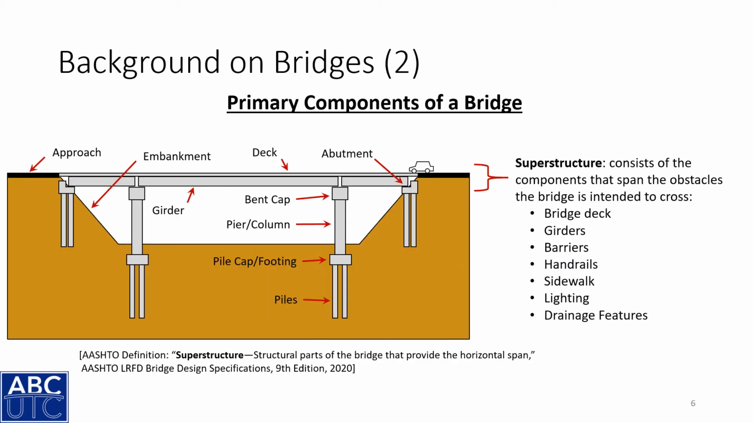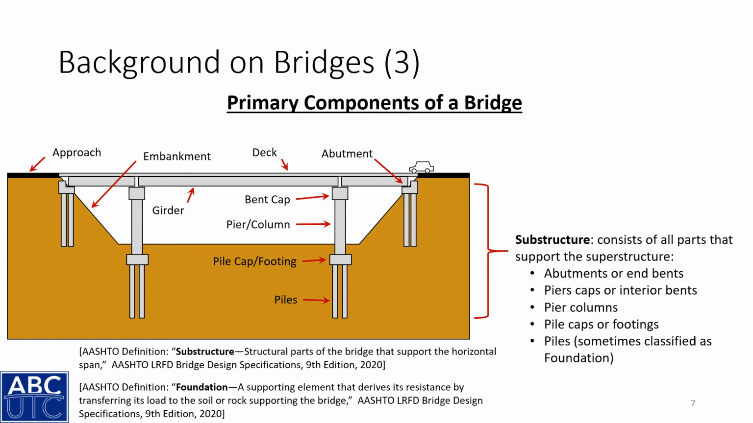On the next two slides, we highlight some of the primary components of a bridge. We had some discussion on how to break these down, whether to do superstructure, substructure, or foundation, or just superstructure and substructure, and landed on the common nomenclature to break down into superstructure, which consists of all the components that span the obstacle, so all the components that provide the horizontal span from the AASHTO definition. And substructure, which consists of all the parts that support the superstructure, so everything beneath the horizontal span.